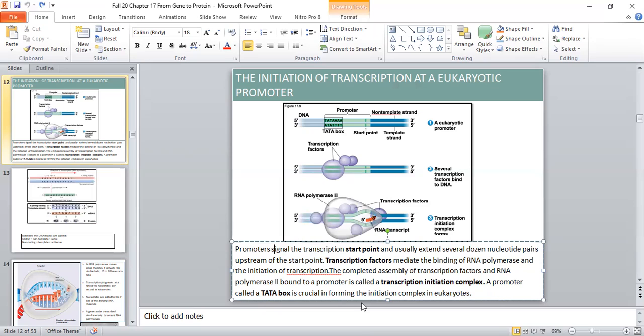So the completed assembly of the transcription factors and RNA polymerase bound to the promoter is called the transcription initiation complex. So what are the things involved in the transcription initiation complex? One is the promoter, another is the transcription factor, and the third one is RNA polymerase. So once they combine together, they start.